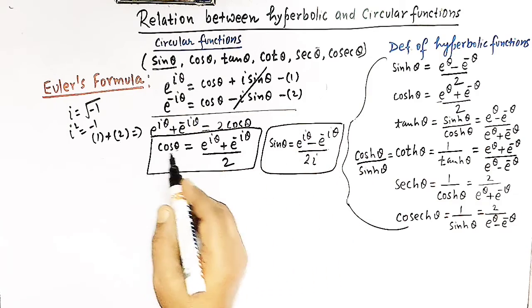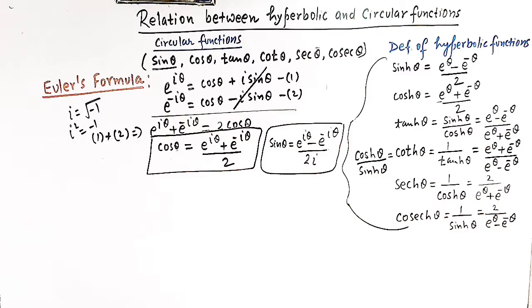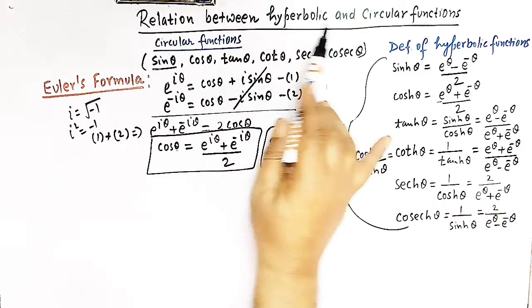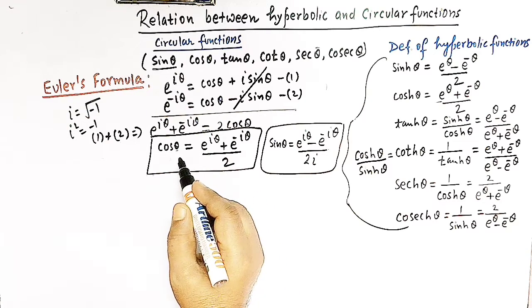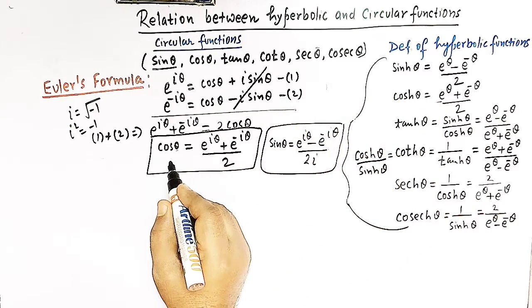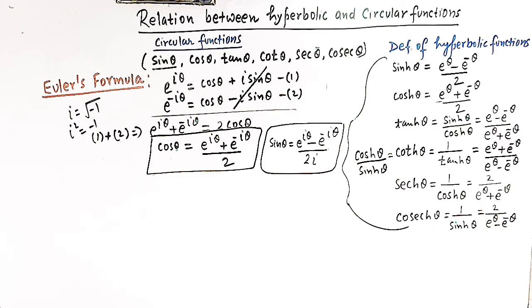So we have now these two expressions, and these two expressions are sufficient to derive the relationship between hyperbolic functions and circular functions, right? So let us derive the relationship between hyperbolic and circular functions with the help of these two important expressions.